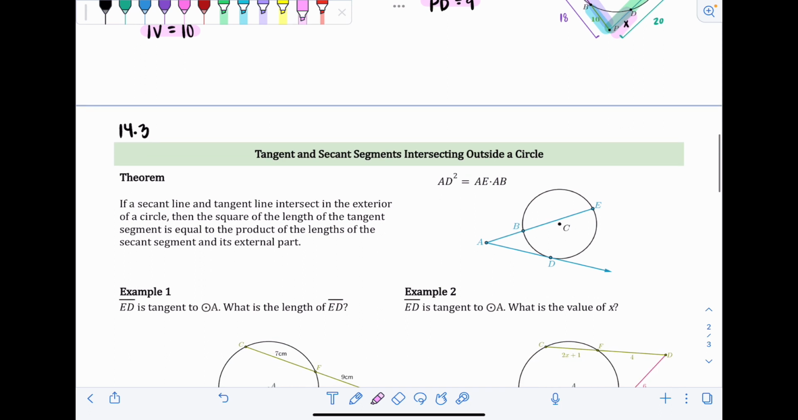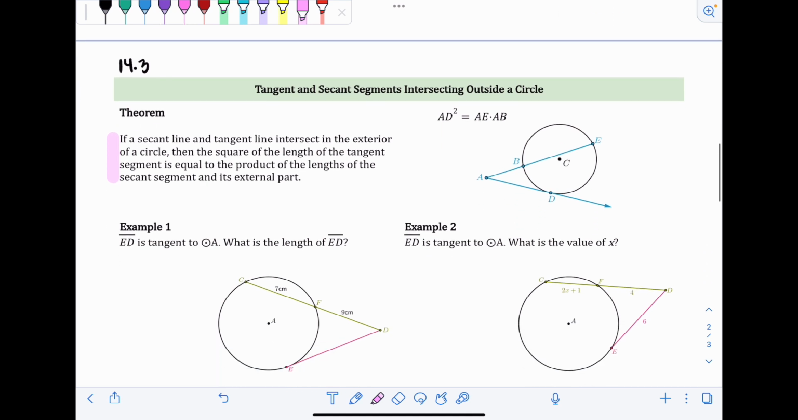Moving down to 14.3, this one is called tangent and secant segments intersecting outside a circle. Somehow it's even more of a tongue twister than 14.2. But this theorem says if a secant line and a tangent line, I'm going to pause there. A secant line is a line that intersects a circle in 2 points, and a tangent line is a line that intersects a circle at 1 point. So if a secant line and a tangent line intersect in the exterior of a circle, then the square of the length of the tangent segment is equal to the product of the lengths of the secant segment and its external part. I know it feels like a lot.